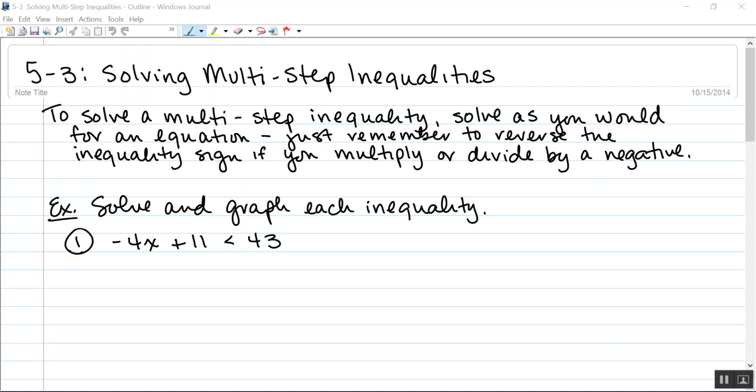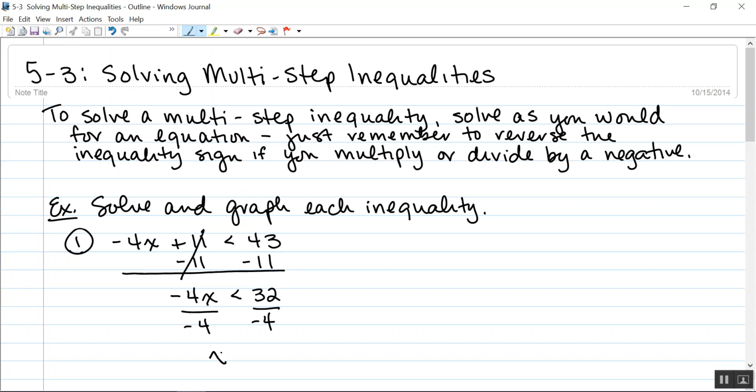So here we have our first example, negative 4x plus 11 is less than 43. To start this, I'm going to subtract 11 from both sides. So that'll cancel out and leave me with negative 4x is less than 32. And then dividing both sides by a negative 4, that's going to give me x. And since I divided by a negative, I have to flip my inequality. It's going to be greater than negative 8. And I'll just put set builder notation around that.